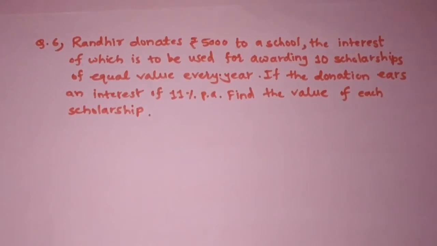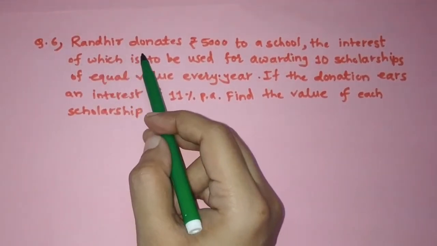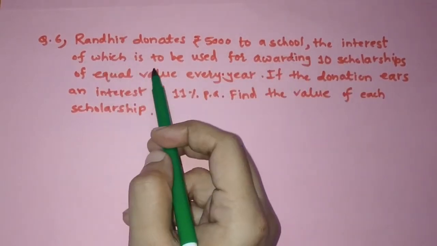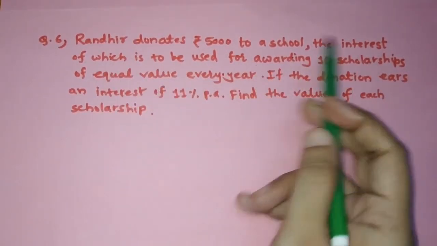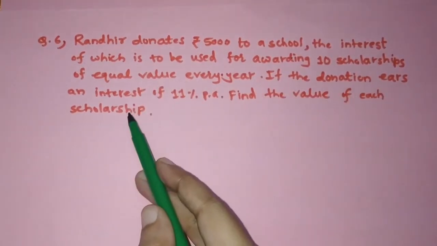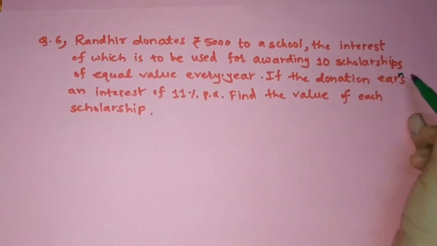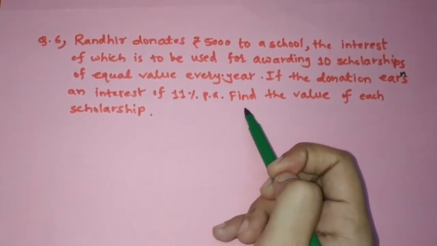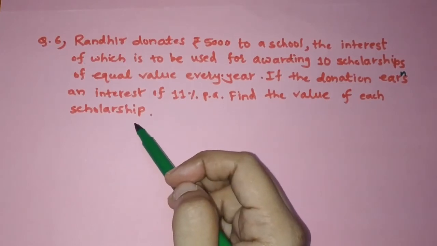So now moving to the next question. Randhir donates rupees 5,000 to a school, the interest of which is used for awarding 10 scholarships of equal value every year. If the donation earns an interest of 11% per annum, find the value of each scholarship.